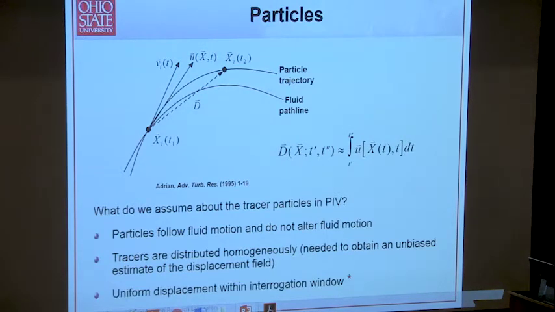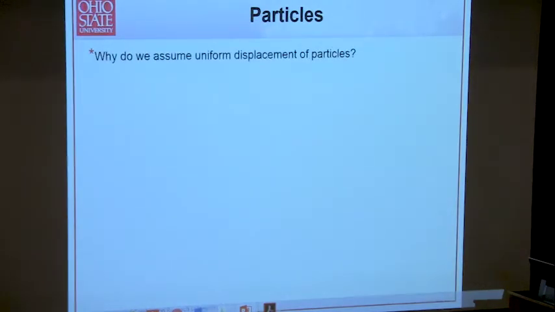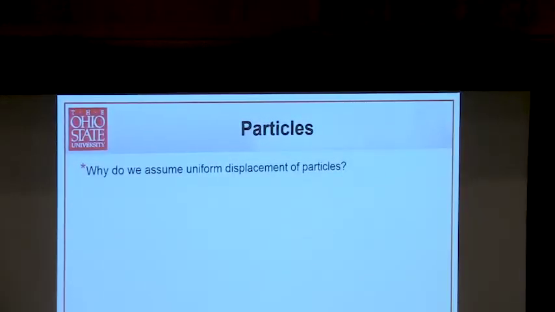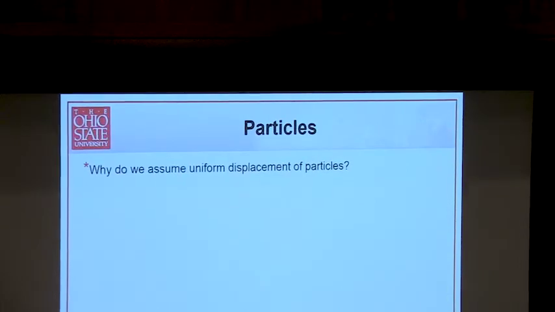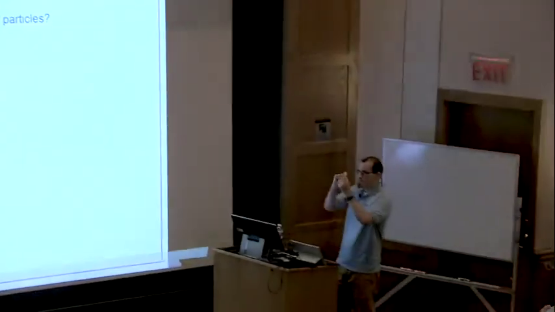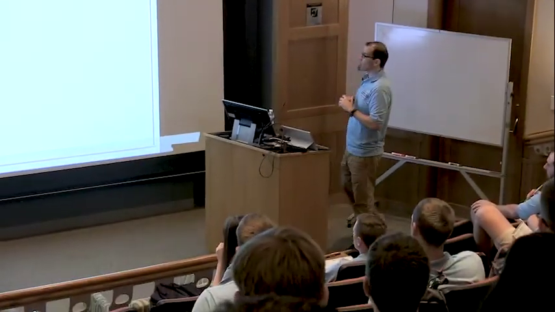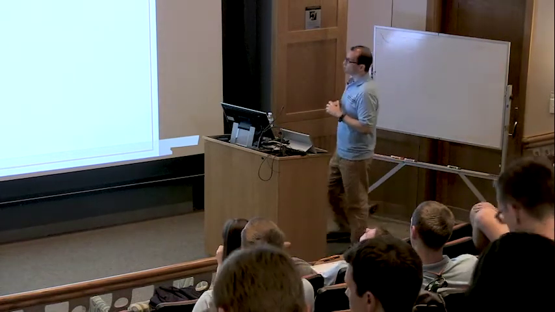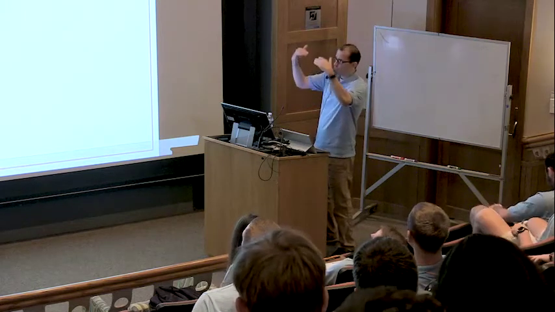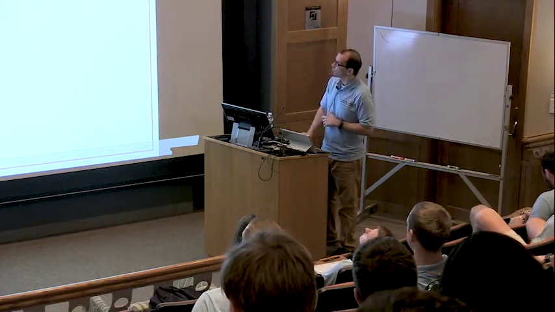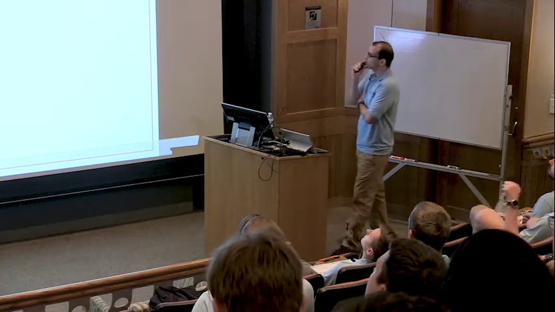And again, uniform displacement within the interrogation window. So why do we assume a uniform displacement? Okay, so let's come back to this. We haven't even talked about the correlation process yet, but again, we know we put these tracers in, we have these two images, and I'll go into detail very shortly of why we can't just track the individual particle motions, why we have to do correlation, why we have to do statistical correlation. But then why do we have to assume that we get this uniform motion within the displacement? So let's talk about physical first.